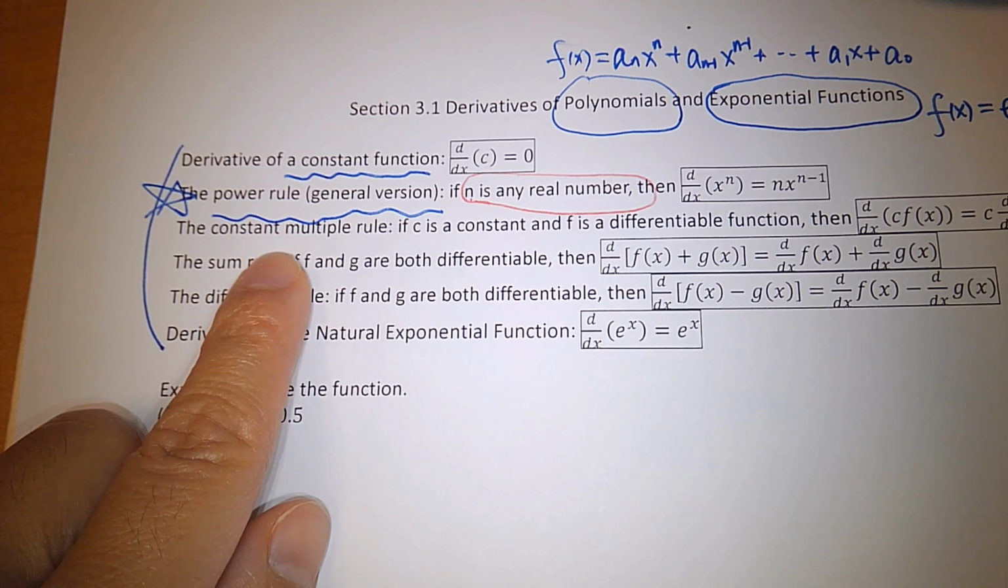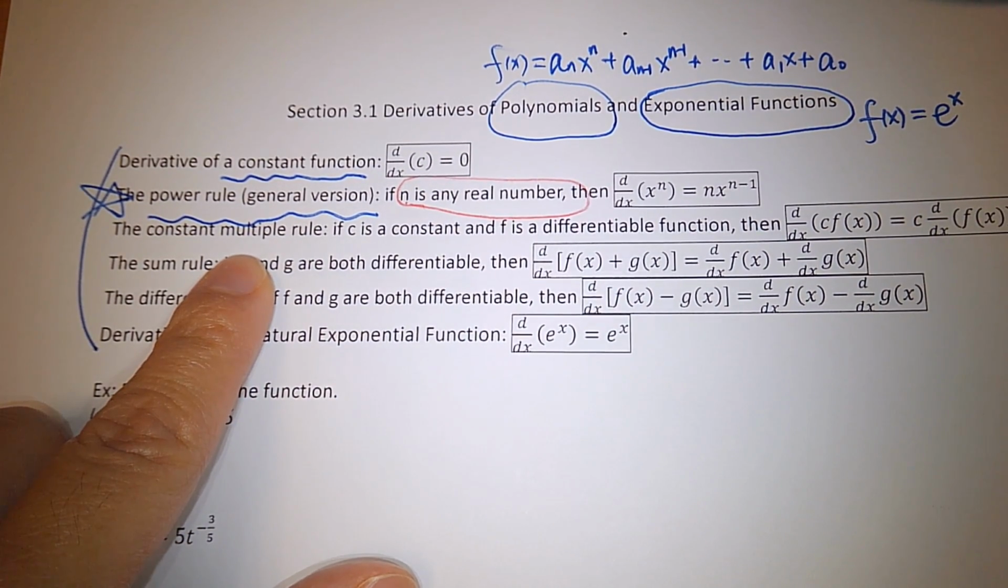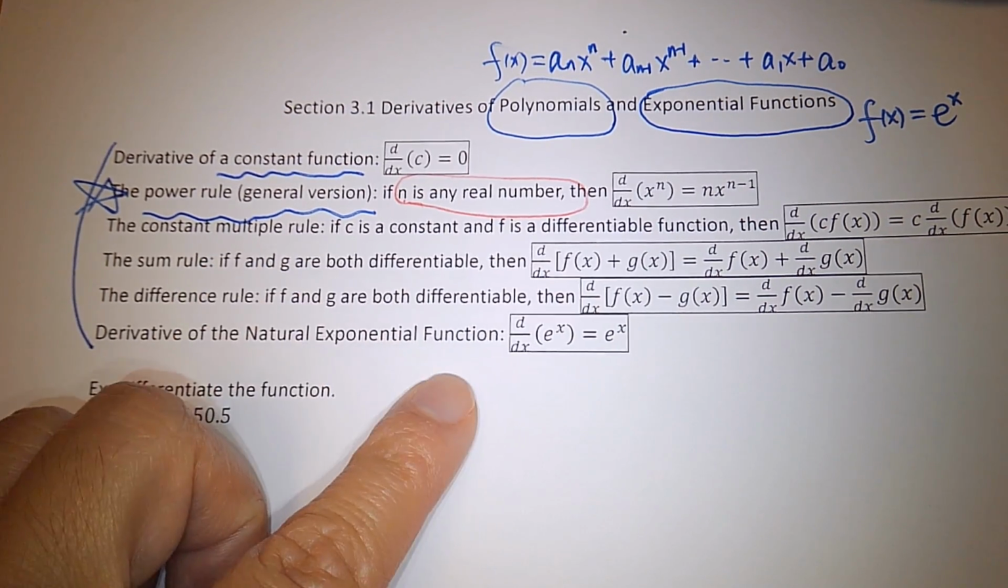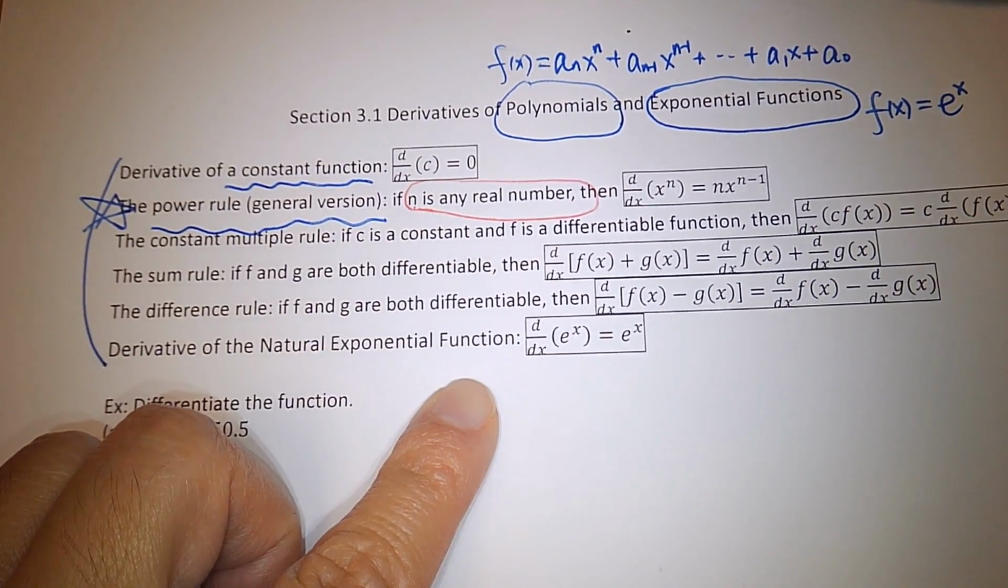the constant multiple rule. That means if we have a function f of x, which is a differentiable function, and c is a constant, the derivative of this constant c times this function f of x can be written as what? The derivative of f times this constant c. That means we can move this c in front of the entire derivative. So this is the constant multiple rule.